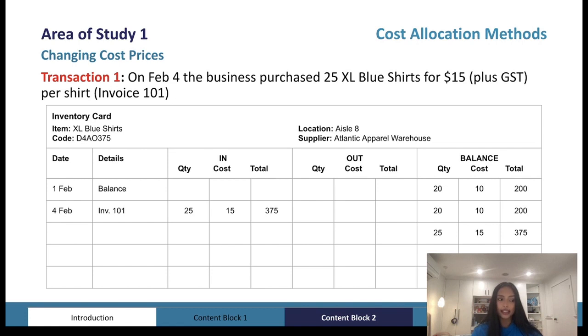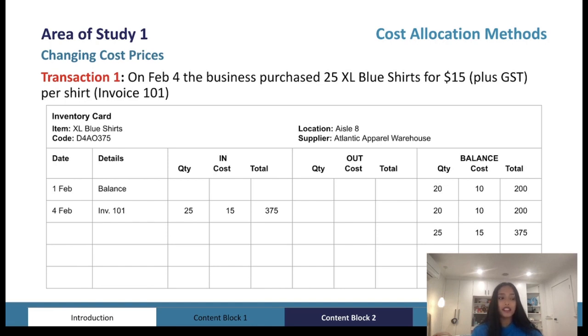Okay, and now this is how we enter that transaction into the inventory card. So under date, similarly to what we did before, under date is February 4th, and under details is invoice 101. That's the exact same as the last time we did this example. The transaction still goes in the in column because it's a purchase, so inventory is coming into the business. The quantity, cost, and total of the inventory coming in is recorded, which is 25 shirts at $15 per shirt and a total of $375.